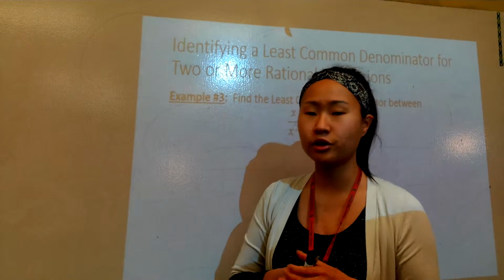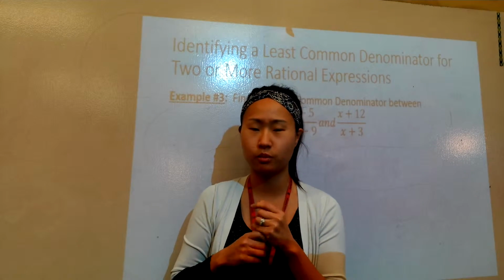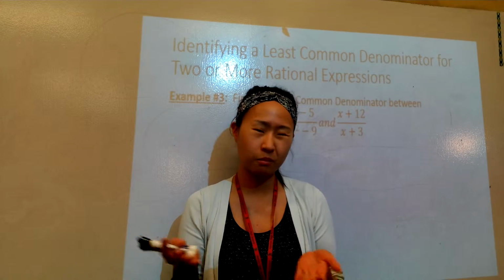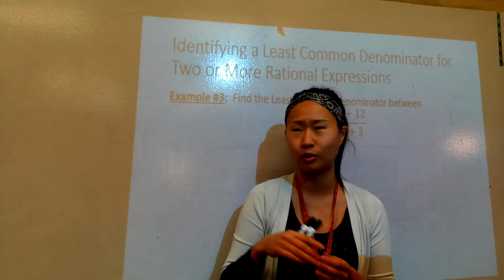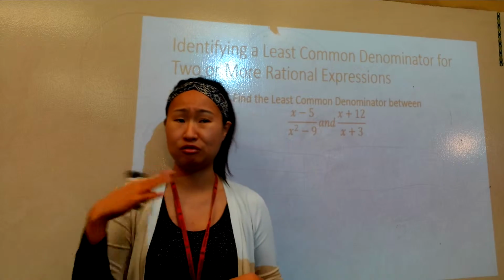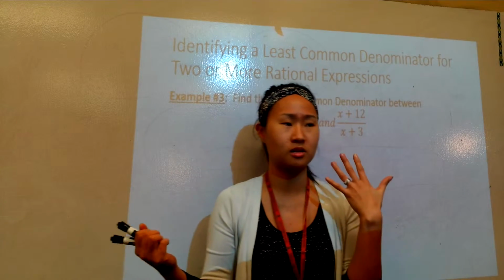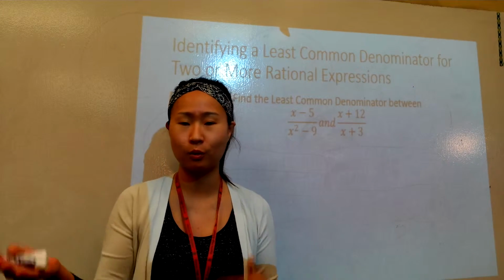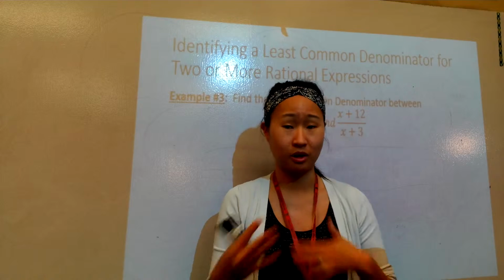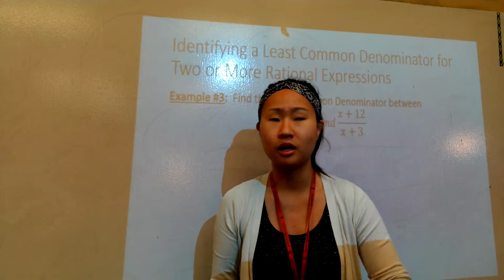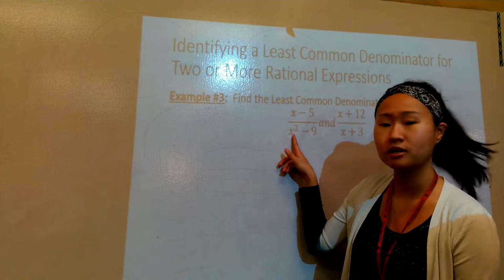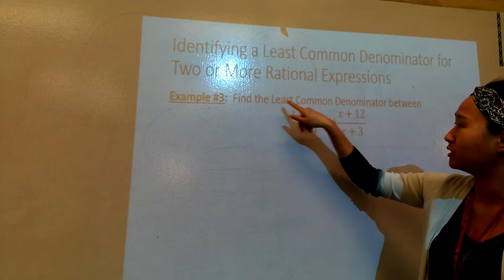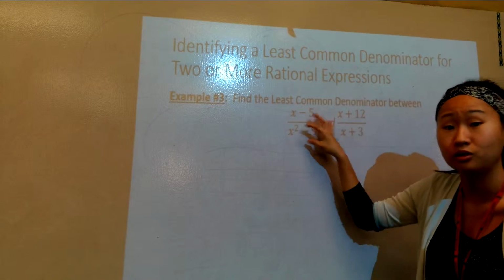So when you're adding and subtracting two rational expressions, the most important thing is that you need to have a common denominator. When it's a number, it's pretty easy. Let's say my denominator was 4 and the other one was 8. We all know the least common denominator of 4 and 8 is going to be 8 because we do it so many times. Now let's say our denominators are x squared minus 9 and x plus 3, and the direction says to find the least common denominator between these two.